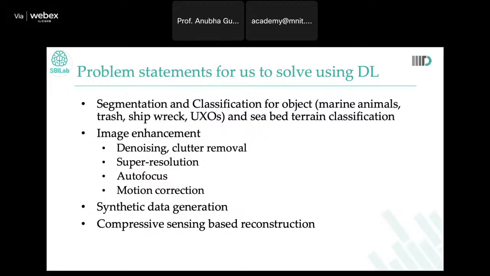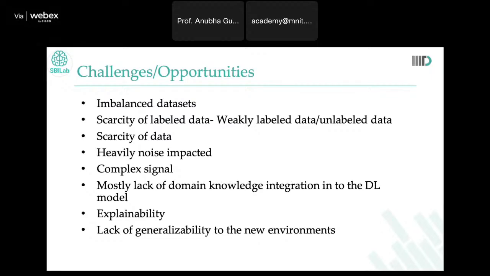Then the data is almost always limited, and if we use technologies like DL, they are data hungry. So another application domain is that you would like to use generative AI or synthetic data generation so that you can build reliable systems. Then you would also like to transmit smaller amounts of data, so you would also like to employ compressive sensing based reconstruction. So these are all typical signal and image processing problems, whether you solve them using traditional signal processing or using machine learning or deep learning is completely up to you.